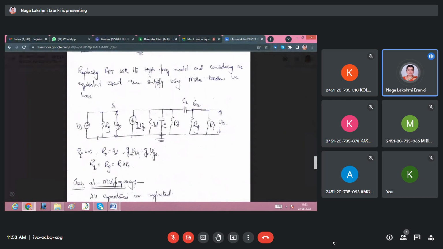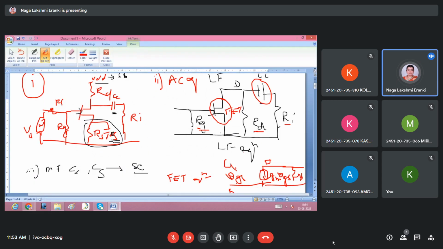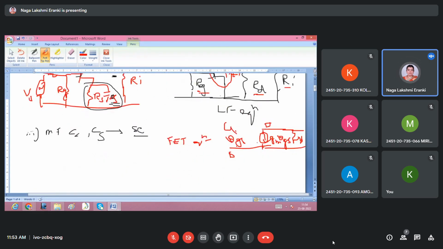Here you see VGS is the input, and RG is the input resistance. In between gate, source and drain, we are going to connect the equivalent. We are replacing the transistor with its equivalent, the high frequency equivalent. As I said, it is the high frequency equivalent. This is the mid frequency equivalent circuit, wherein no capacitor effect is there.